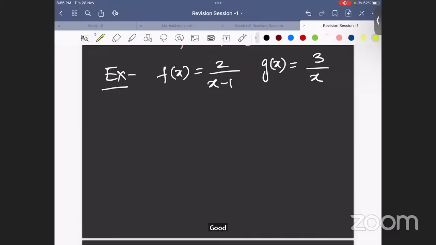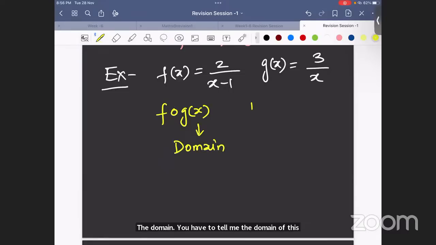For example, here you have to calculate this. First tell me what is the domain of f of g(x). You have to tell me the domain of this function. So what are the two conditions that I told you? What is the first condition?